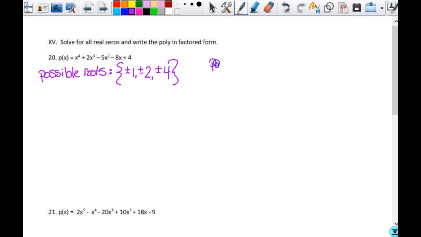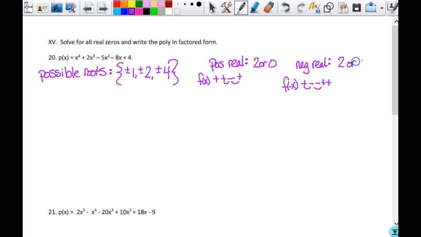So for my positive real, I look at the signs for f of x, and that is positive, positive, negative, negative, positive. So there's 1, 2 sign changes, so that means I have 2 or 0. For my negative real, I have to look at f of negative x, so this would be positive, negative, negative, positive, positive. And so there's 1, 2 sign changes there. So again, it is 2 or 0. So that can help me narrow things down sometimes.